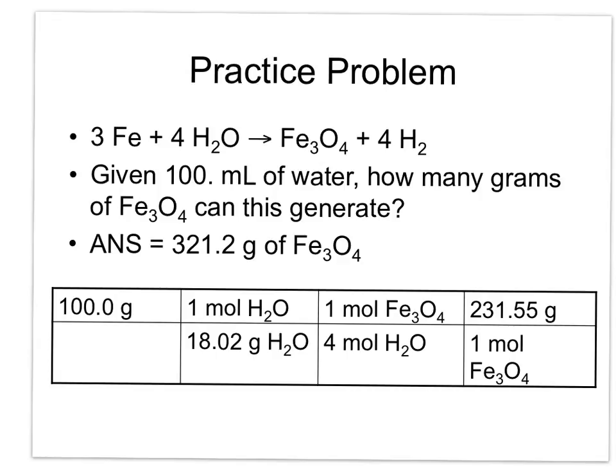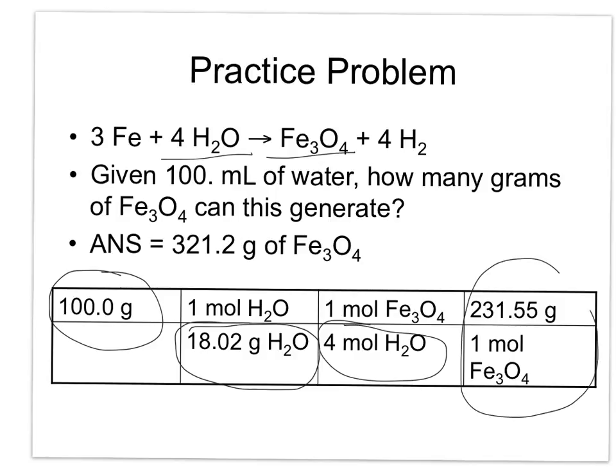All right, so here's the answer. Our given's going to be 100.0 grams, which goes up here. I'm going to divide that by grams of water. I'm going to divide that by 4. I get the 1 and 4 from the balanced equation. And then 1 mole of Fe3O4 is 231.55 grams. When I punch that into my calculator, I get 321.2 grams.